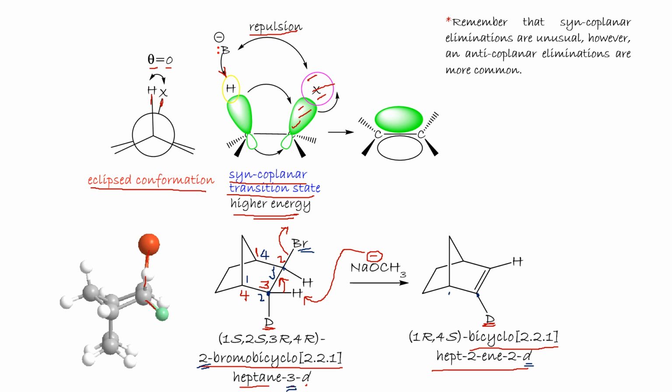So the number system will be 1, 2, 3, 4, 5, 6, and 7. That's why we call it hept. We have taken that before in the previous lectures.